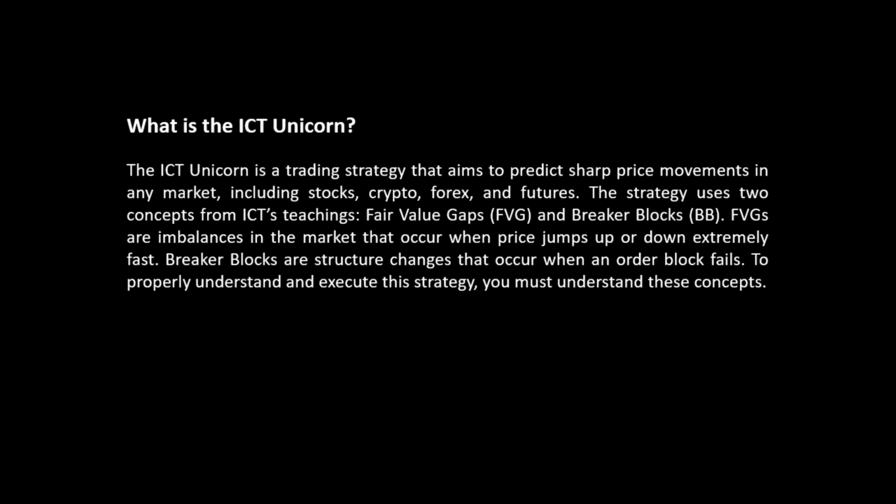What is the ICT Unicorn? The ICT Unicorn is a trading strategy that aims to predict sharp price movements in any market, including stocks, crypto, forex, and futures. The strategy uses two concepts from ICT's teachings: fair value gaps, FVG, and breaker blocks, BB. FVGs are imbalances in the market that occur when price jumps up or down extremely fast. Breaker blocks are structure changes that occur when an order block fails. To properly understand and execute this strategy, you must understand these concepts.